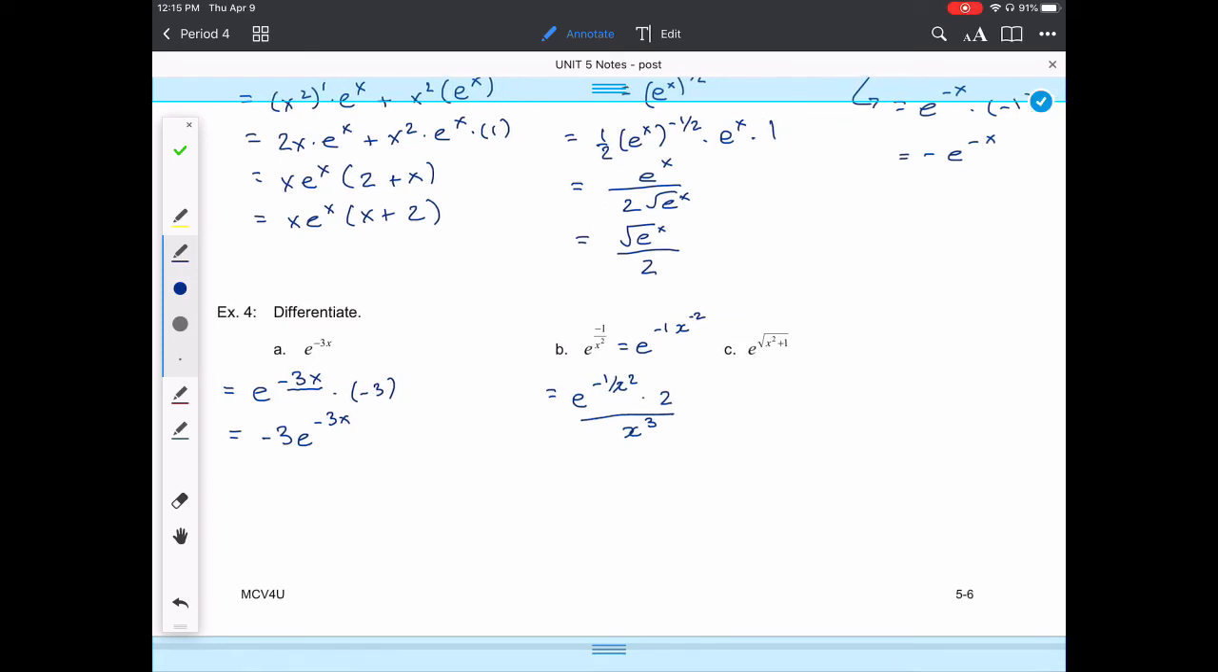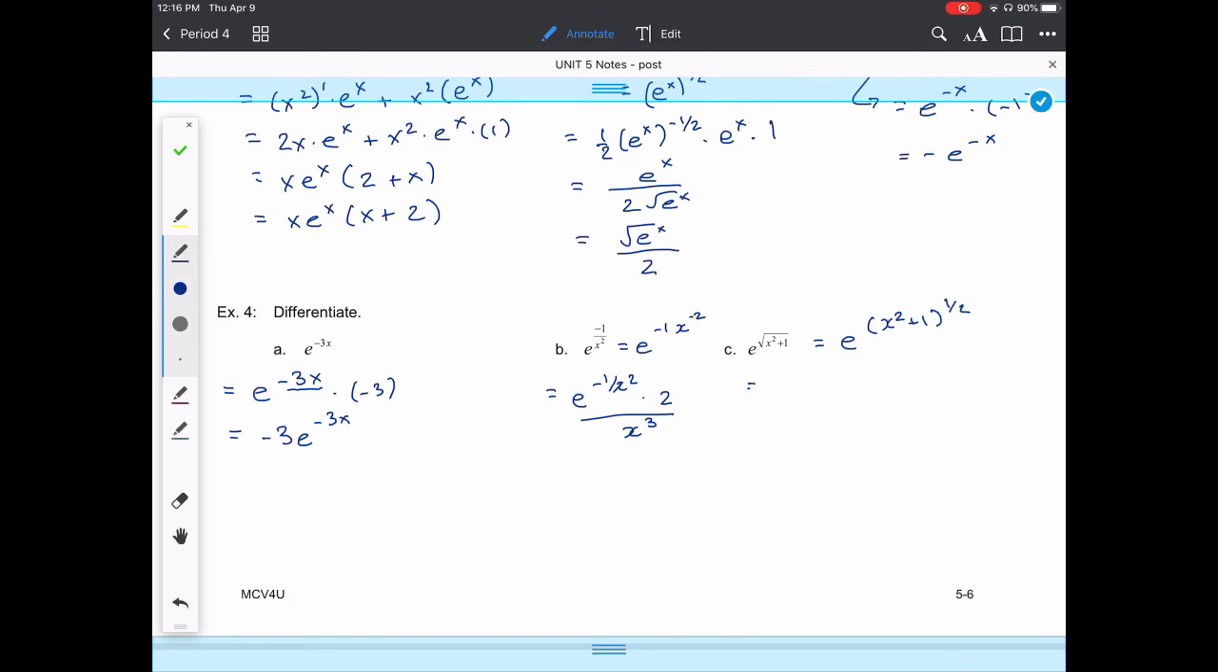For the last example, same thing. I'm going to just change it to something easier for us to view. So it's going to be e to the root of x squared plus 1. So when I take its derivative, I have the same function again, times the derivative of the exponent, which is going to be 2x. And of course I made a mistake, so let's go back and fix that up. I forgot to put the 1/2 there. So let's try this again.